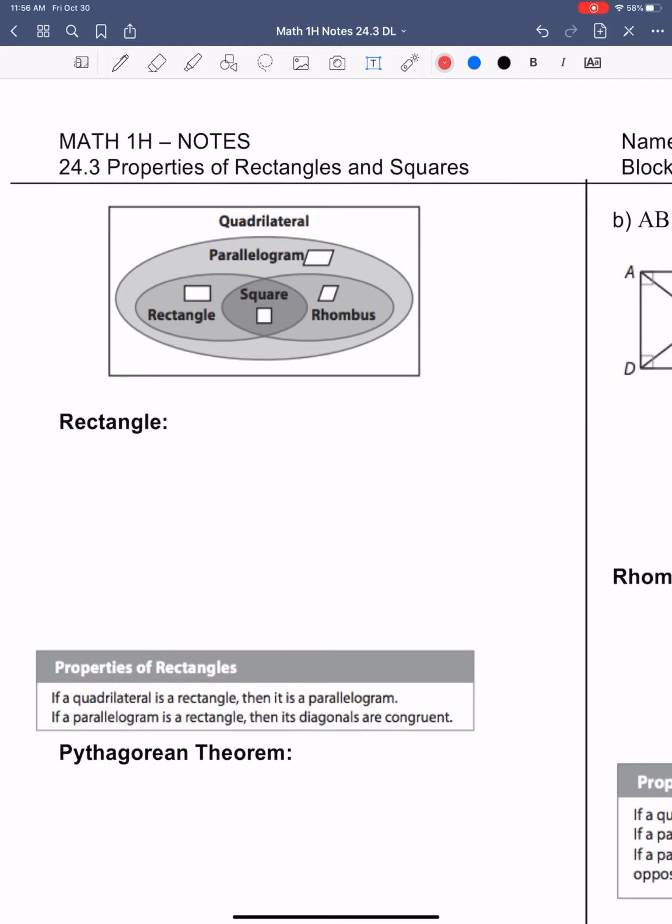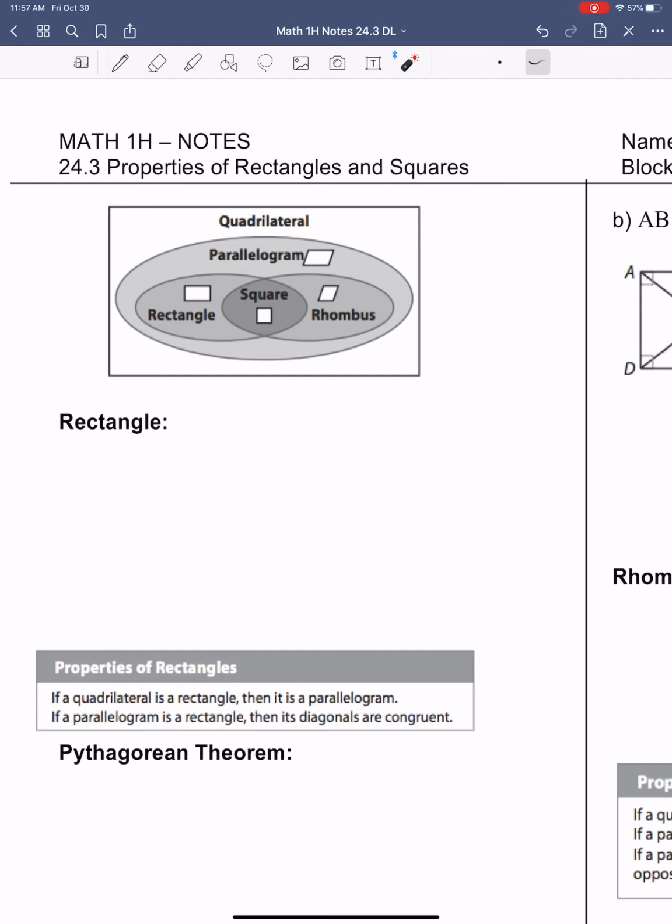So first, a quadrilateral, 4 sides. We talked about that in last lesson. Okay, polygon with 4 sides. And then specifically, we looked at parallelograms, which is a type of quadrilateral. Remember, it had some properties that we discussed. The opposite sides are parallel, opposite sides are congruent, and the diagonals bisect each other.